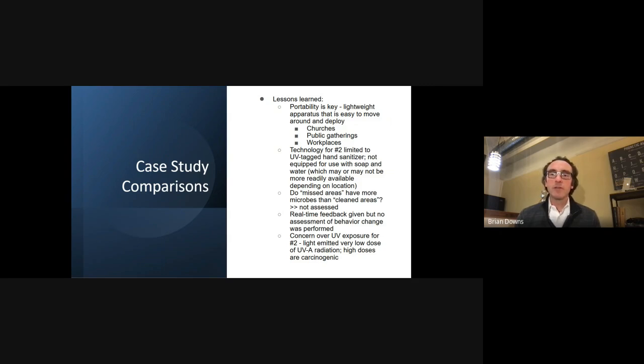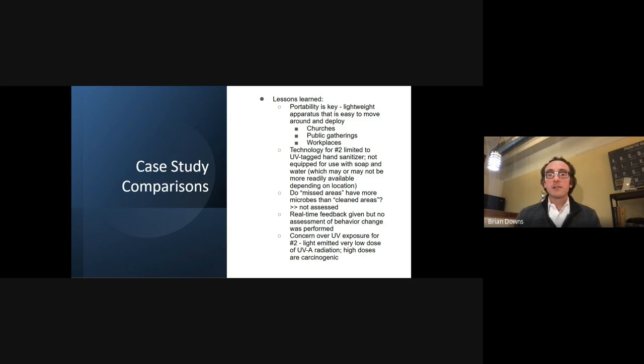Real-time feedback was given in both cases. First, the sensor for the solar-powered hand washer and the UV light for the school-based hand washer. So real-time feedback was given, but there was no assessment of future behavior change performed. So that's an important component as well.